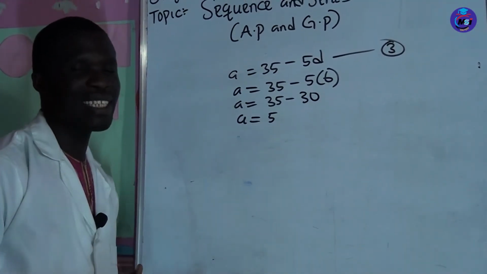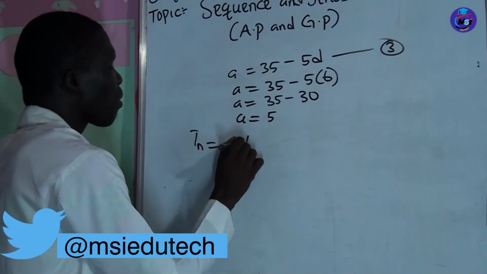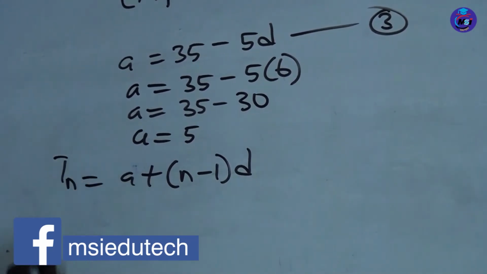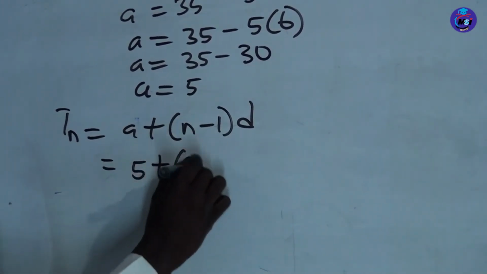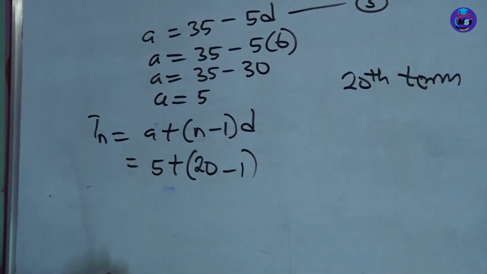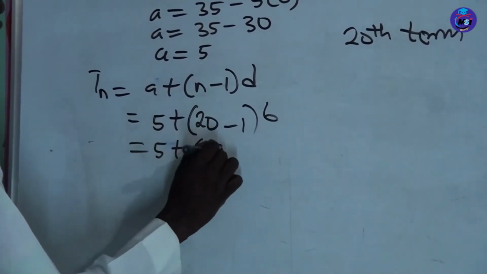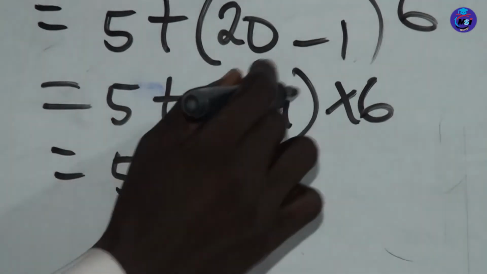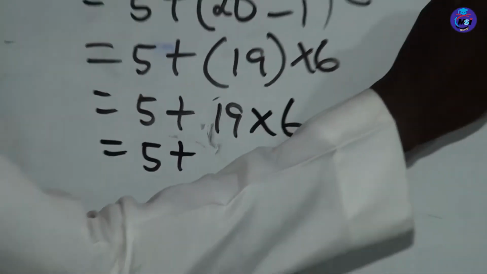Now we want to find the 20th term. How can we do that? You can say Tn equals A plus bracket n minus 1 D. And what will be your 20th term? You just apply. A is 5, n is 20, remember, 20th term, minus 1, and D is 6. So 5 plus 20 minus 1, which is 19, times 6. This will give us 5 plus 19 times 6.